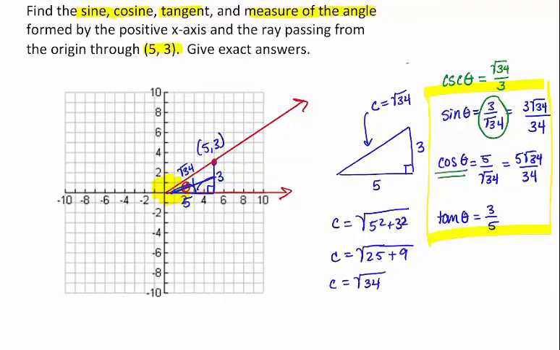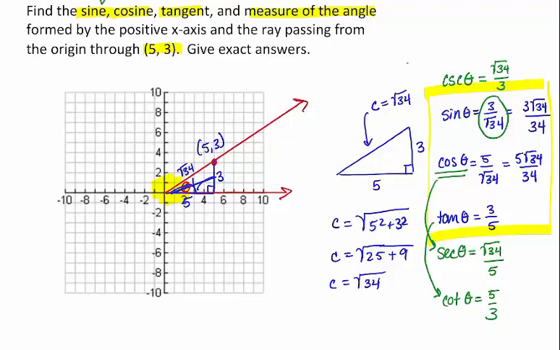The secant is the reciprocal of cosine. So if we want to get the secant, which is SEC theta, we look at the cosine and we take the reciprocal, which is the square root of 34 over 5. And then the cotangent is the reciprocal of tangent. So if I want the cotangent of theta, I just take the reciprocal of my tangent, and that would be 5/3. So that's a nice little shortcut that you're going to need later on. So let's just add that to this problem.